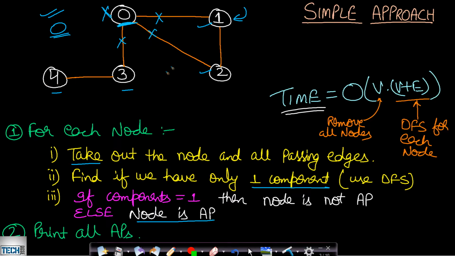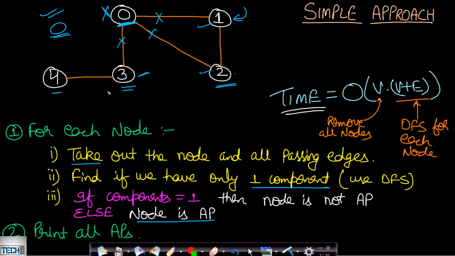If we have only one component, then on removal of a given node our components did not increase, and so that node will not be an articulation point. Otherwise, if you have a multi-component graph, then on removal of a given node your components increased, and so that node will be an articulation point.